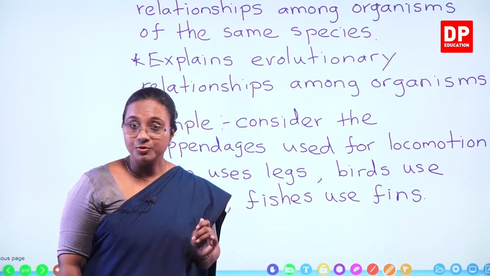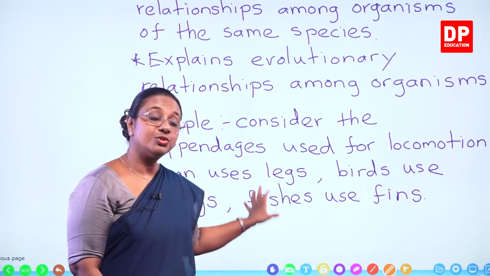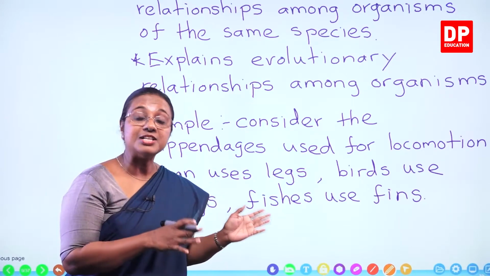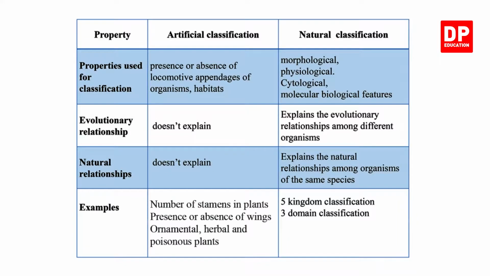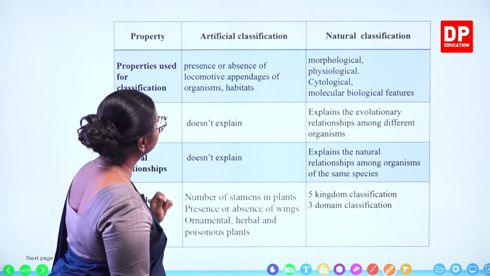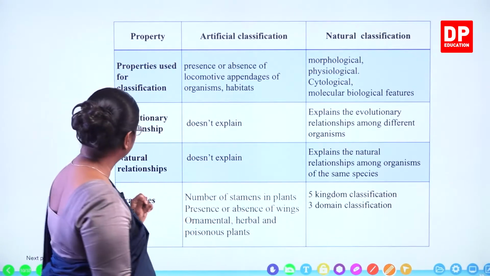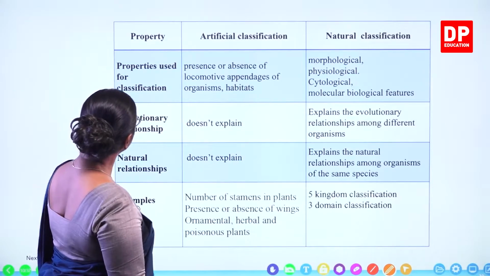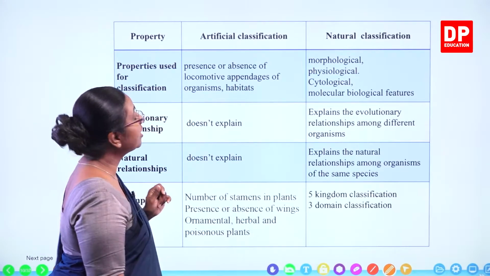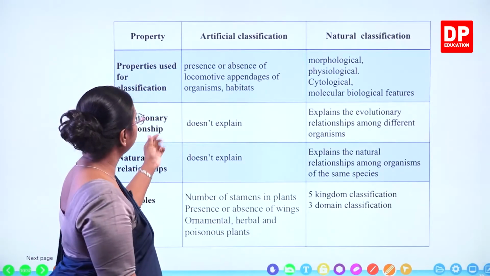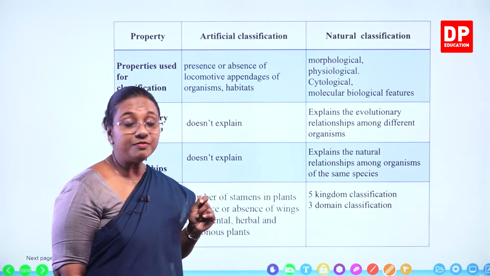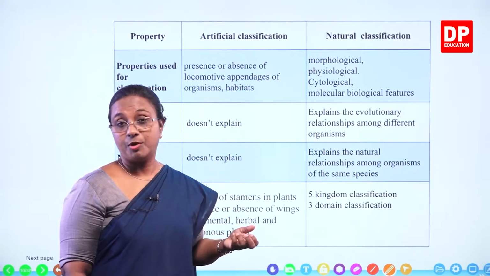So with that, I will move on to the next slide where I will go through the differences between natural and artificial classifications. Here I have made it into a table so that you all can have an understanding. You will be able to compare the two types of classification. So we have the artificial classification and the natural classification there. If we consider the properties used for classification, normally for artificial classification, we use presence or absence of locomotive appendages of organisms, or we use habitats of organisms. So those are the common properties used.